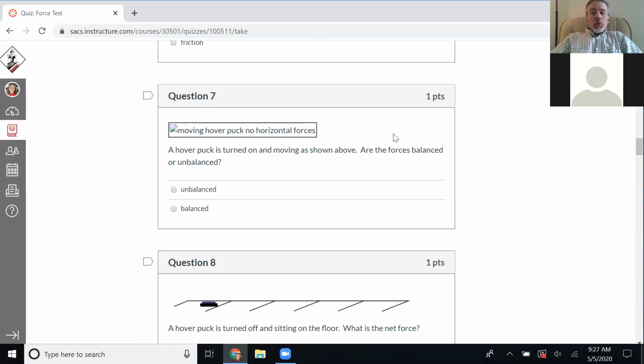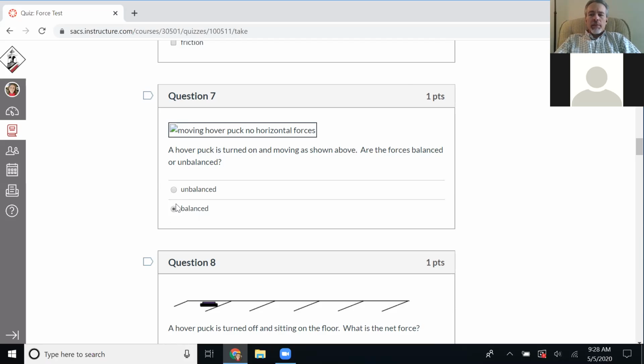So I'm going to read it to you, and I'd like you to sketch a picture on your paper. It says a hover puck. You remember what a hover puck was, right? Okay. Hover puck is turned on, and it's moving. I think you need to make the dots equally spaced, because the picture says moving hover puck, no horizontal forces. Okay, does that help? Then you should be able to figure it out.